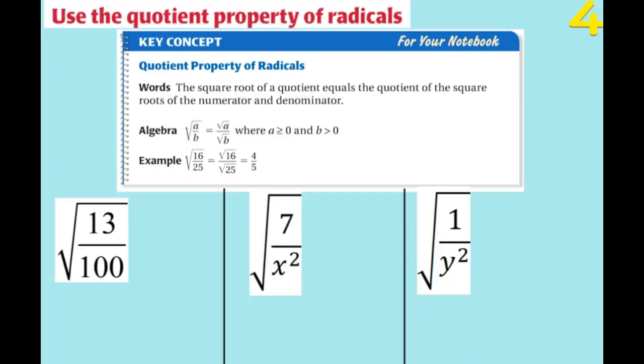Alright, next we're going to do the same thing. It says use the quotient property of radicals, except we have one extra little different step here. It says the square root of a quotient equals the square root of the numerator and the denominator. So for example, if you have the square root of a over b, it's the same as square root of a and square root of b. It just says a has to be greater than 0 and b has to be greater than 0.